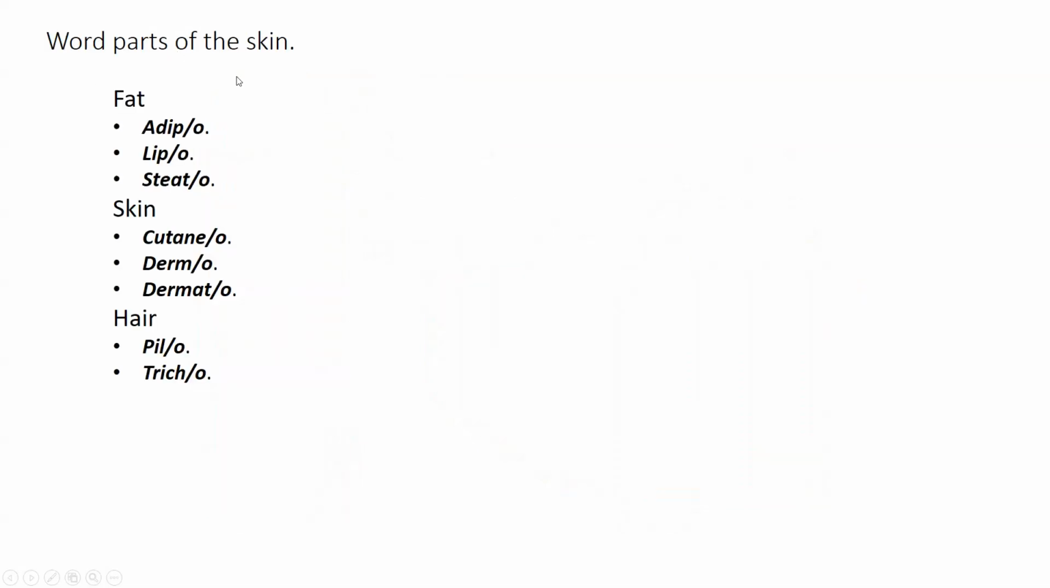Word parts of the skin. You've got several different synonyms for fat. Adipo is in adipose tissue. Lipo is in liposuction. Or steato. Those are all roots meaning fat. Words for skin itself: cutaneo, as we saw in subcutaneous, dermo or dermato, I'm sure you've heard those before. And words for hair: pilo, and tricho. Oftentimes you'll see it referred to as tricho.